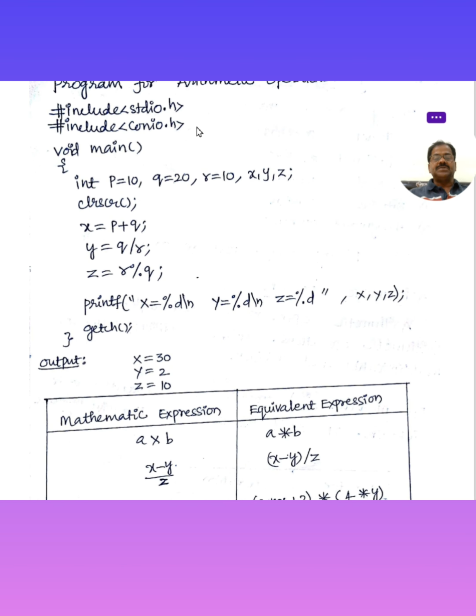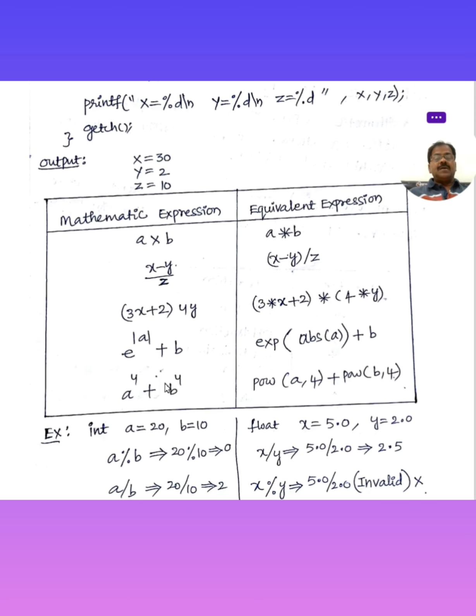This is the program for arithmetic operators. Here p is 10, q is 20, r is 10, and x, y, z are results. p plus q is displayed here. Q by r gives only the quotient value: 20 by 10, our quotient is 2, so the y value will be displayed as 2. R modulus q, this modulus operator gives the remainder.